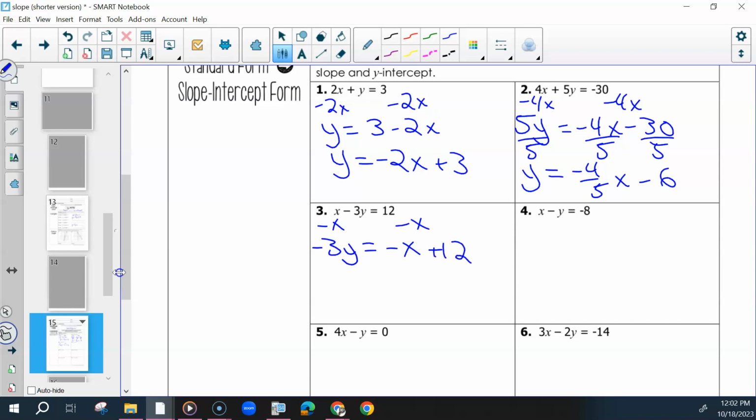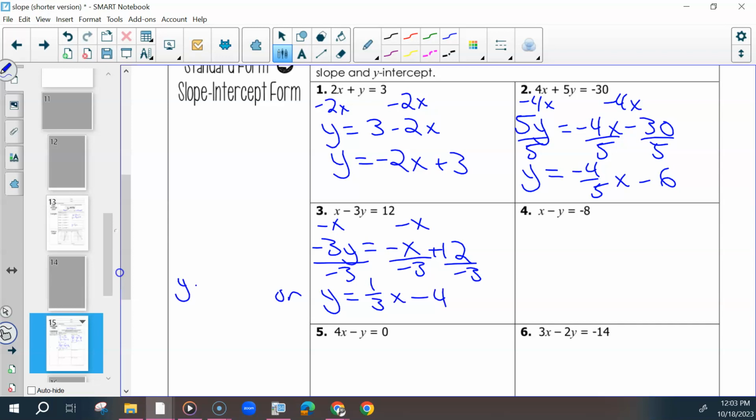And then you're going to divide everything by negative 3. What would that be when we divide everything by negative 3? Y equals x divided by 3 minus 4. So x divided by 3 or 1/3 x, either or. You can write it either way. Questions on that one? We're going to do just a couple more, and then I'll let you try some.